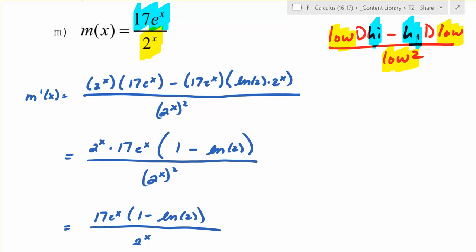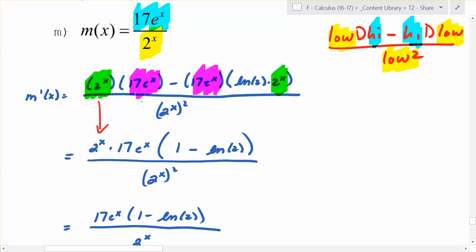So on this one right here, there's a lot of basic simplification you can do. How do you know there's basic simplification in here? What do you see that's in all of the terms? 2 to the what? 2 to the x, yeah. So you can factor that out. You can also factor out 17e to the x. If you see common terms, factor it out. So those things right there, factor out.